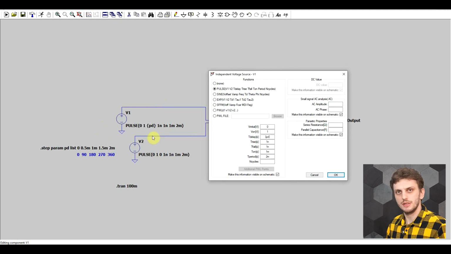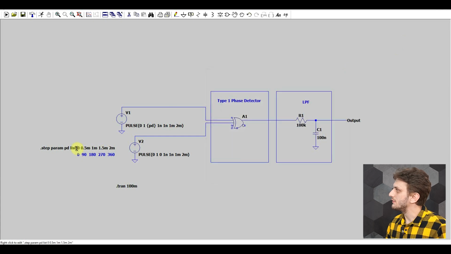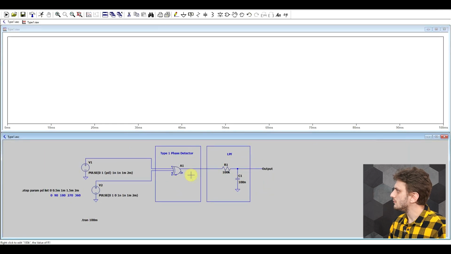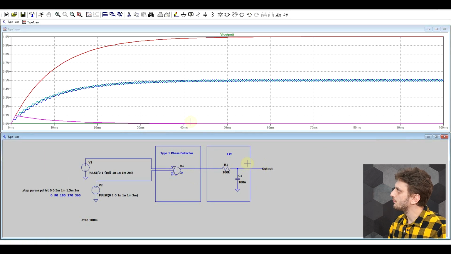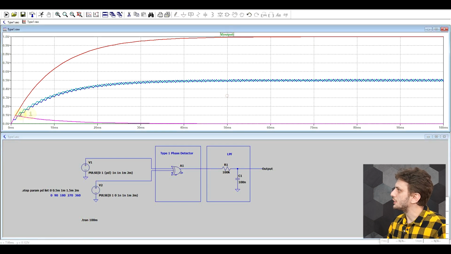But the difference between the two signals is that one of them has this PD, which is the time delay parameter, and I'll be giving this various values between 0 and 2, which correspond to 0 to 360 degrees of phase shift. So now if we run the circuit and just focus on the output, we see that for our 5 cases, we have, well, 3 main lines. So let's see which is which.